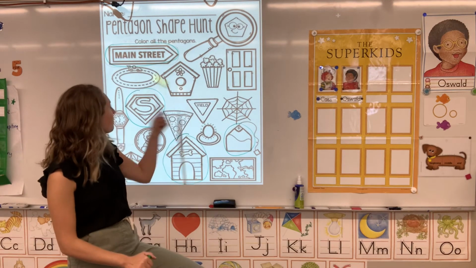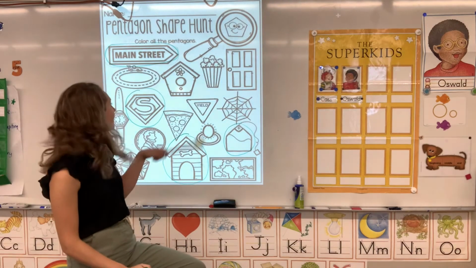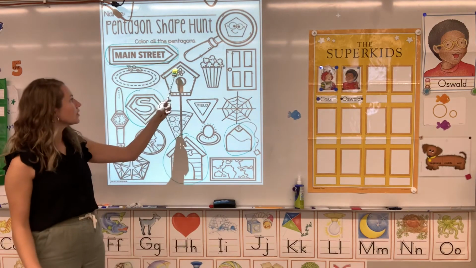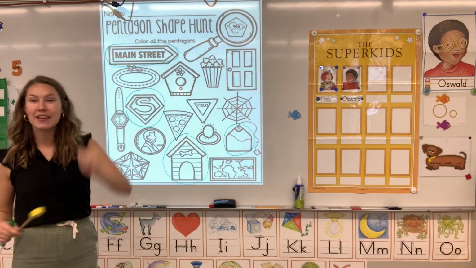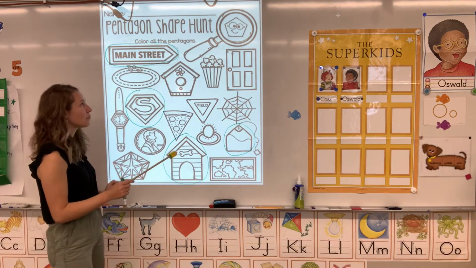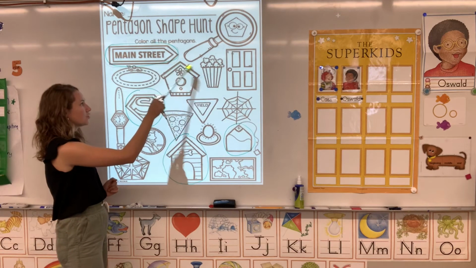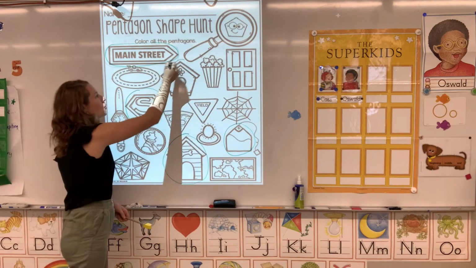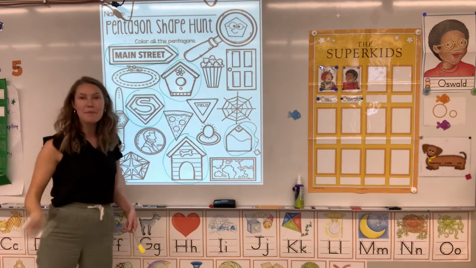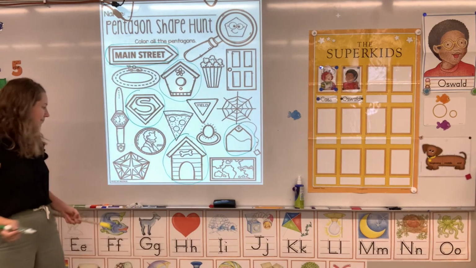Ooh, I see this birdhouse up here. Let's count the sides on the birdhouse. 1, 2, 3, 4, 5. Our birdhouse has 5 sides. Let's check the points to make sure. 1, 2, 3, 4, 5. Oh, that has 5. That means it's a pentagon, and we're going to circle it.